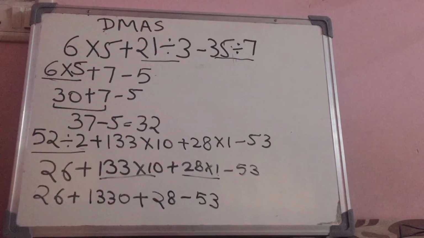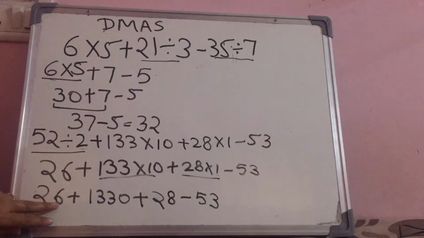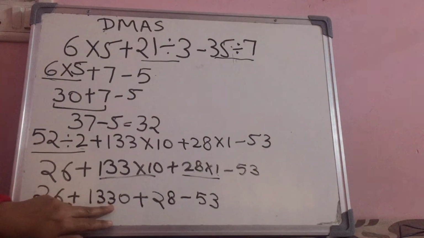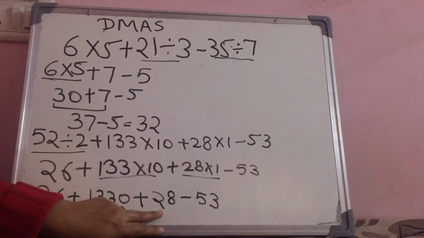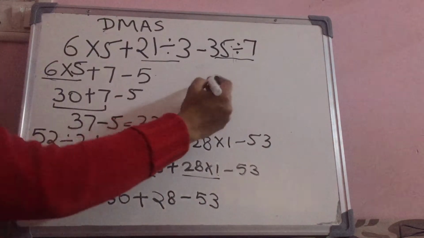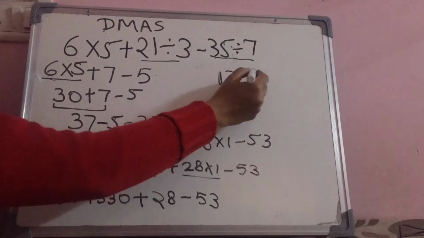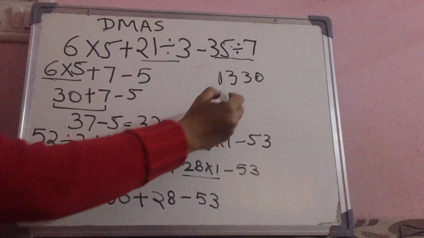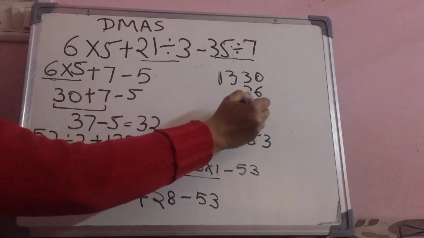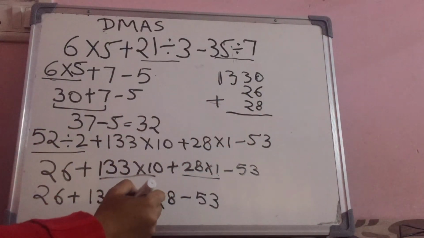Now next is addition. We'll add all the terms to be added. We see that there are 3 terms to be added: 26 plus 1330 and 28. You can write them separately in a column and then you can add. We'll do it right here. 1330 plus 26 plus 28. Now you can add them all together.